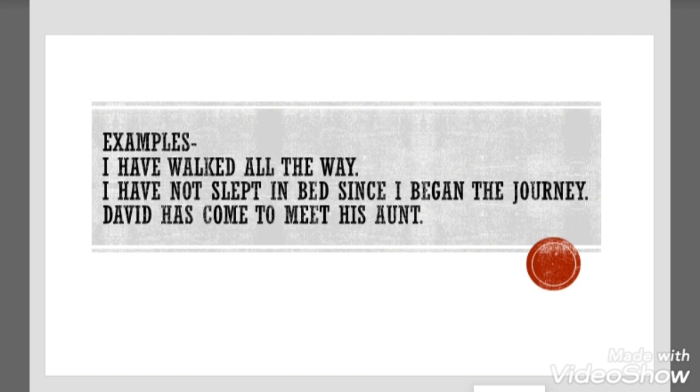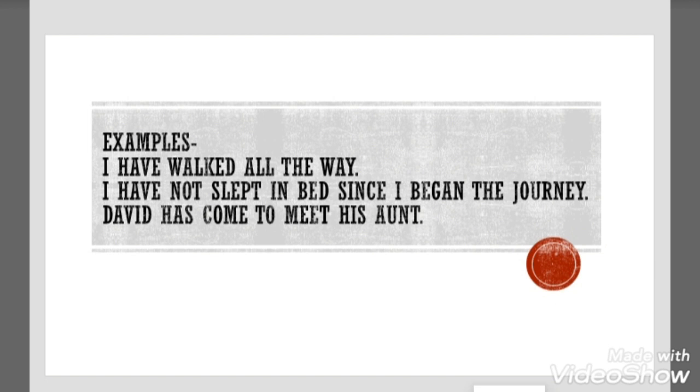Number two, I have not slept in bed since I began the journey. Here, the journey is not completed, and the action continues in the present also. Now come to sentence number 3. David has come to meet his aunt, that is, he started from his place to reach his aunt's house. Means he started his journey in the past, but its impact is visible in the present also, in the form of reaching his aunt's house. In these sentences, have walked, have slept, and has come are verbs.